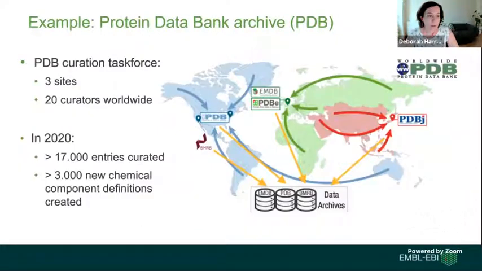Next, please. So the PDB is a worldwide archive with people working from 3 different sites, one in the USA, one in Europe, and one in Japan. And we are 20 biocurators in total, working from those 3 sites, which requires that we coordinate regularly to make sure that we share the same biocuration practices and that depositors from anywhere in the world will receive the same service and the same annotation of their data. So last year, we annotated over 17,000 entries and created 3,000 new ligand definitions.